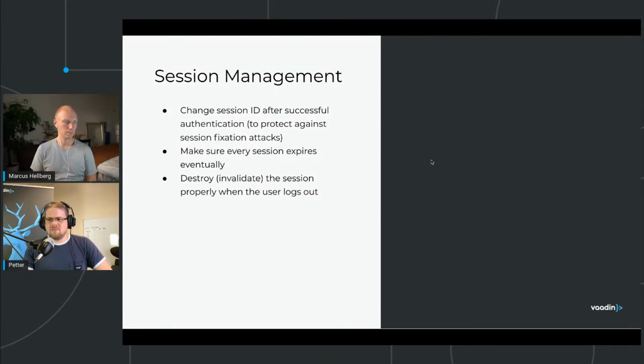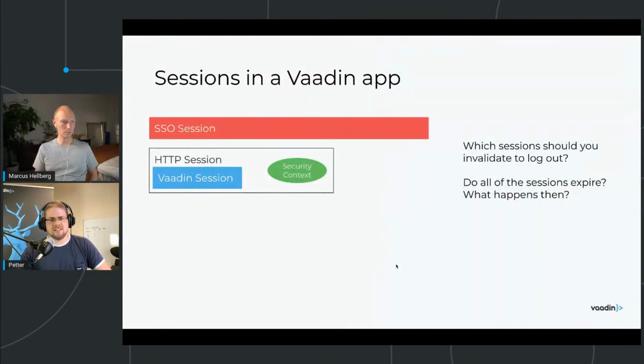But there's a little bit more to this than meets the eye, especially when you're working with a Vaadin app, and especially in this example app, because the session is actually three sessions. We've got an SSO session. In this case, it's in Keycloak. Then we have an HTTP session running inside the embedded Tomcat container that's inside of our Spring Boot app. And this is the one that contains the security context, which means that the HTTP session contains the credentials of the currently logged on user. And then inside the HTTP session, we have the Vaadin session.